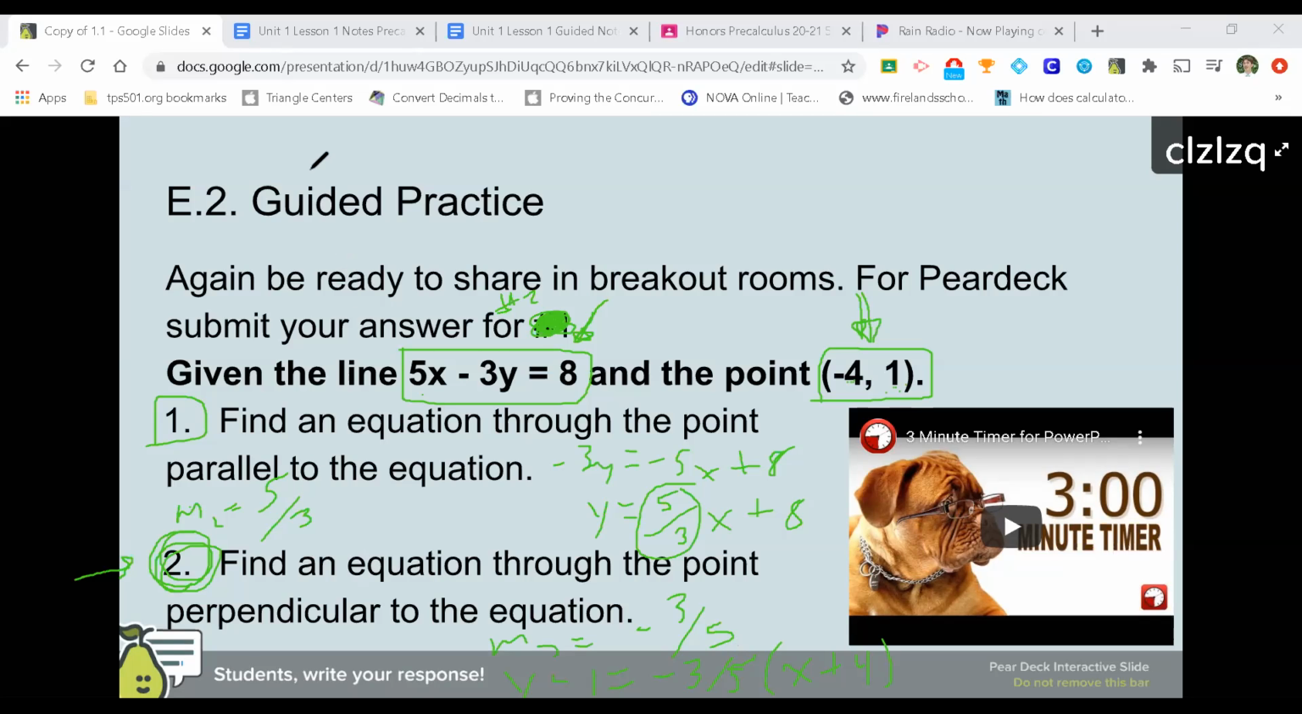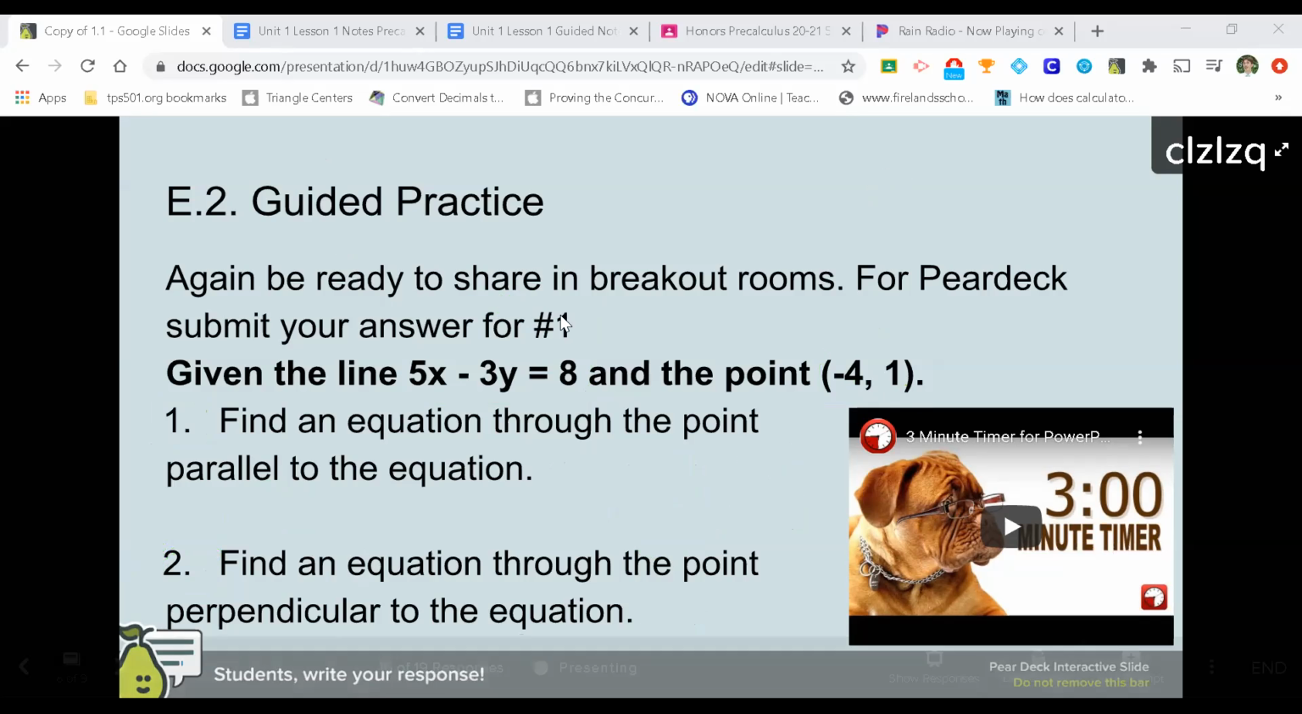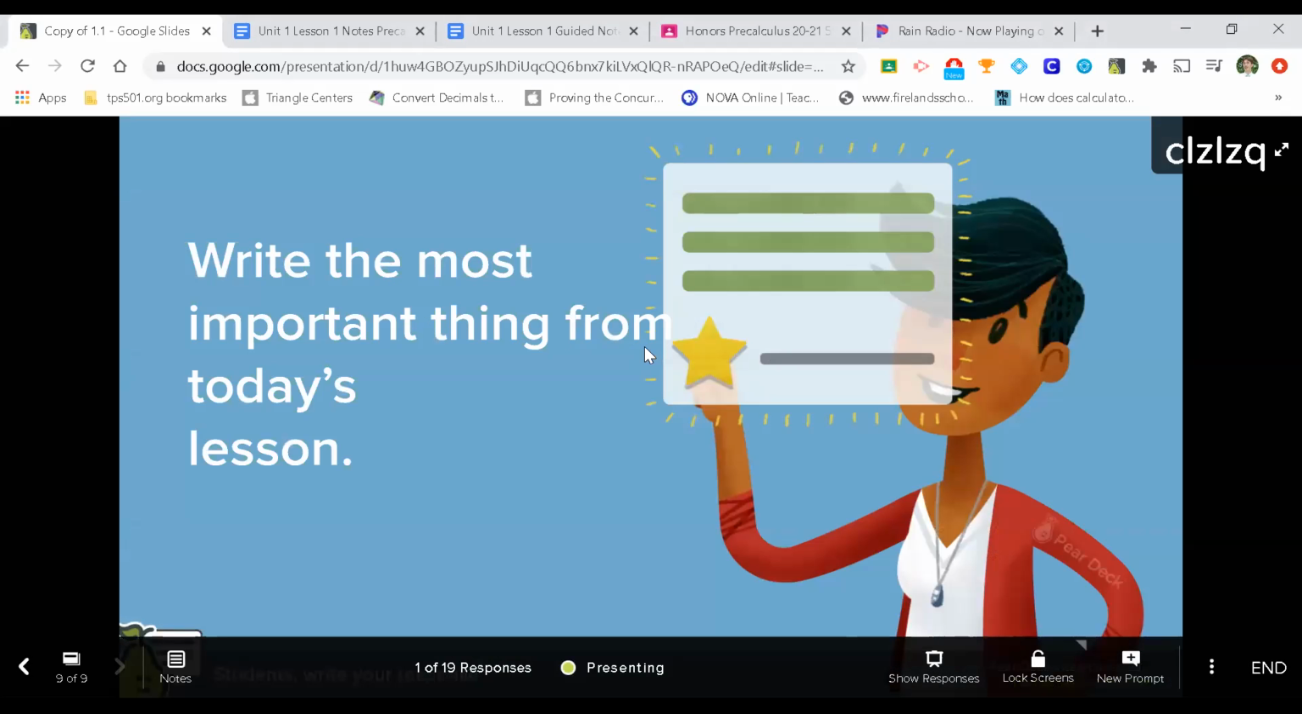Okay, so then what I would like to do for the rest of class, here is your exit ticket. Fill out the most important thing from today's lesson. It actually doesn't say that you learned. Just write the most important thing from today's lesson. Okay, that's your exit ticket.